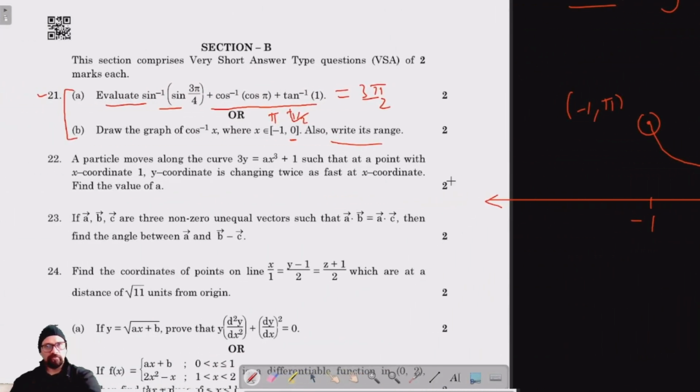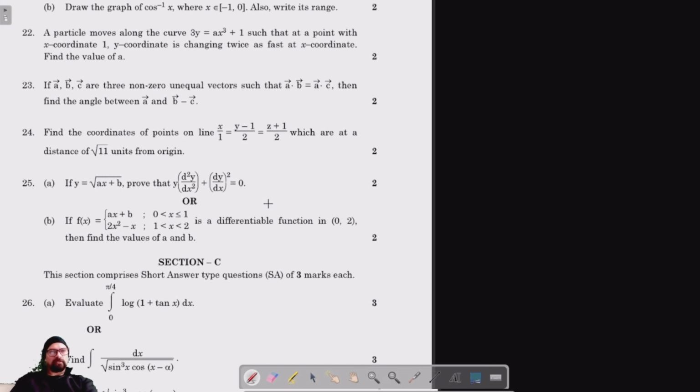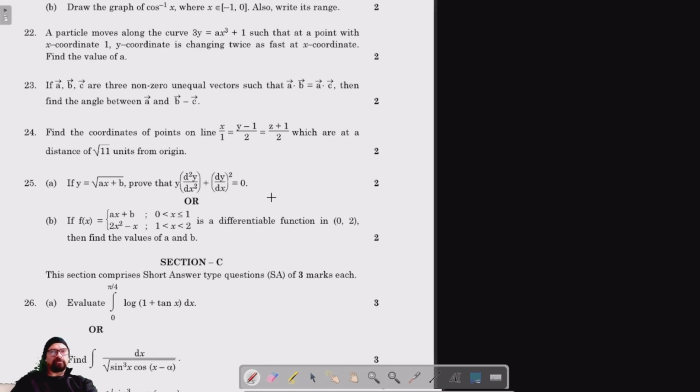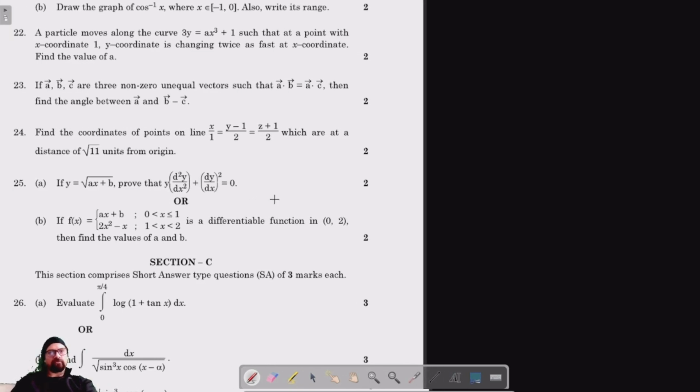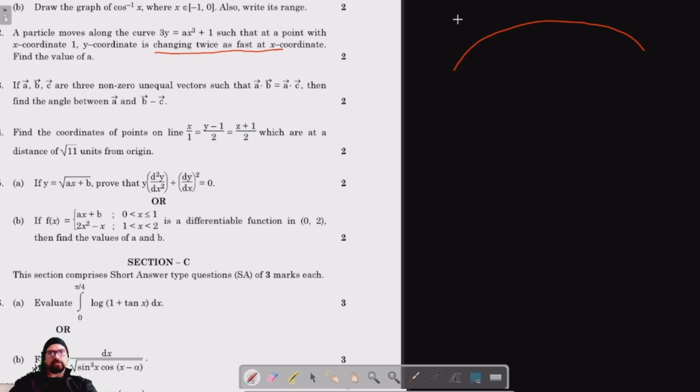Let's move on to question number 22. A particle moves along the curve 3y is equal to ax cubed plus 1, such that at a point with a certain x coordinate, the y coordinate is changing twice as fast as the x coordinate. So let's try to understand the question. Our curve is 3y is equal to ax cubed plus 1, and it's given that when x is equal to 1, dy by dx is equal to 2.